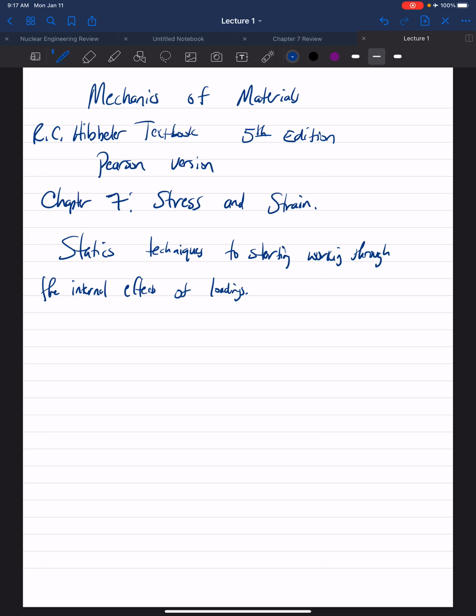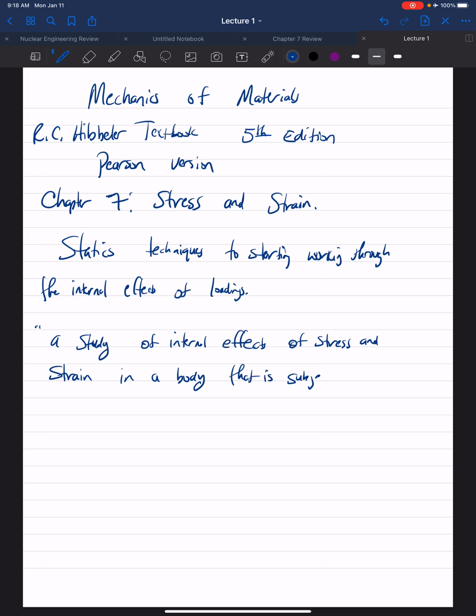So mechanics of materials is defined as a study of the internal effects of stress and strain, which are two terms we will define and work through pretty soon, in a body that is subjected to external loadings.